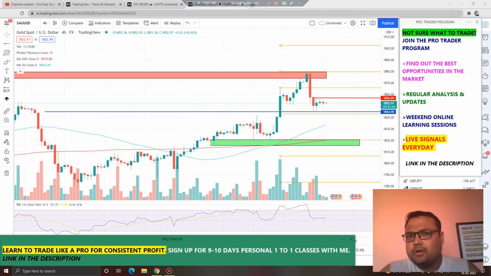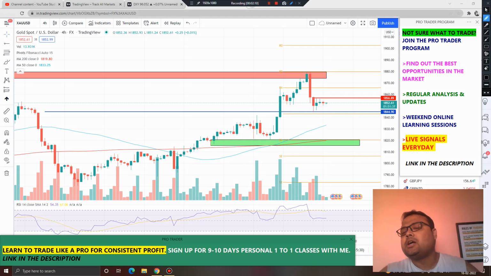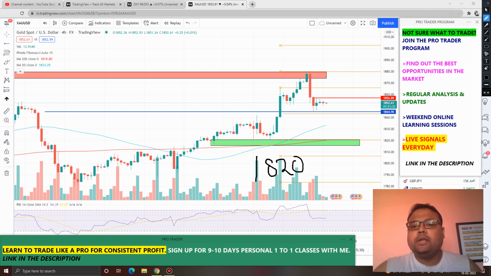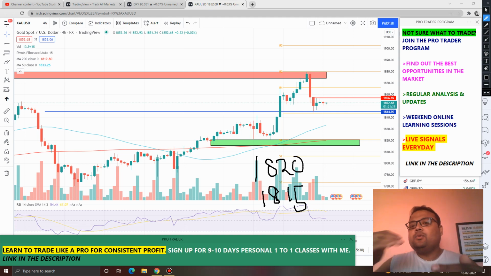As of now, the strongest resistance is at 1875 to 1880, whereas the strongest support for the chart of gold USD is at 1820 to 1815. Right now, as gold is trading far away from the 1790 level, I do not want to talk about that. So 1820 to 1815 is the strongest support, and we have 1875 to 1880 as the resistance here.